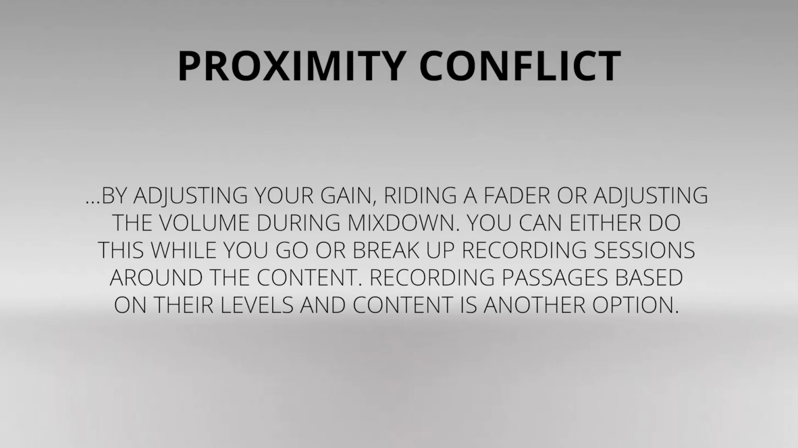In cases where the subject is not able to control their proximity to the mic, you'll need to do this on your end by adjusting your gain, riding a fader, or adjusting the volume during mixdown. You can either do this while you go or break up recording sessions around the content. Recording passages based on their levels and content is another option. This way you can set your gain per setup instead of constantly changing it, allowing for easy mistakes. Distorted digital audio will never sound good.